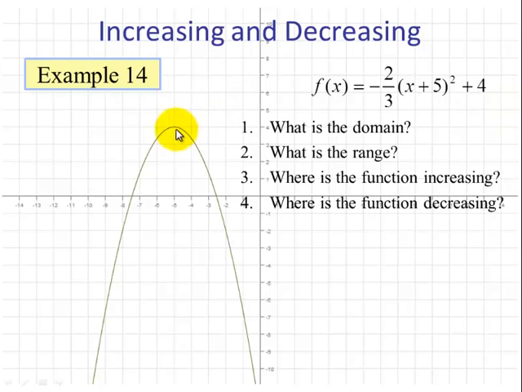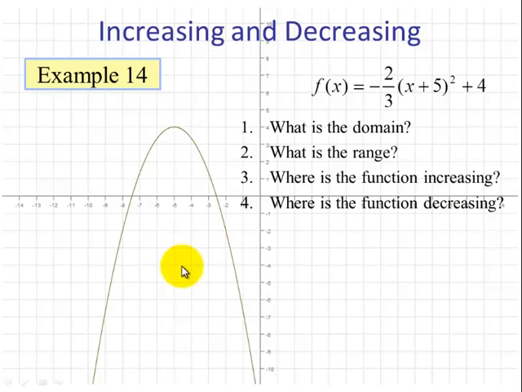For the range, this is a maximum. So all the y values up to the maximum will have a spot on this parabola, but anything above the maximum will not be in the range. So 4 is the largest y. So anything above 4 will not be in the range.